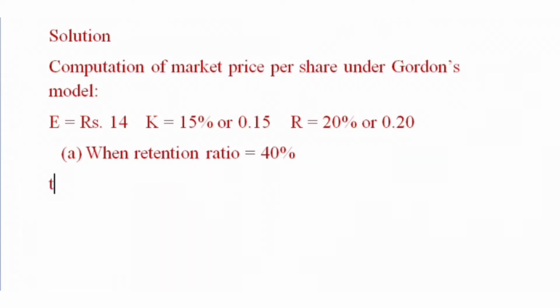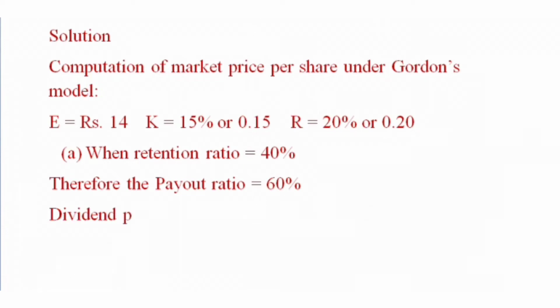First we are going to calculate the market price for the retention ratio of 40 percent. If the retention ratio is 40%, then the remaining portion of the 100%, that is 100 minus 40, which is 60%, will be treated as the payout ratio. Now let me find the dividend per share. How will you find the dividend per share? Earning per share into payout ratio.